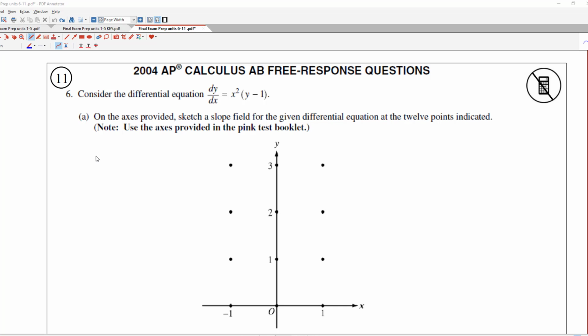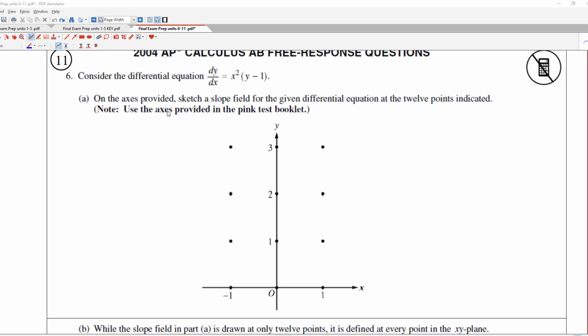Yep, we have a differential equation, which means we're probably going to have a slope field. We do, and probably going to do some finding particular solutions, I'm guessing. It's been a while since I've seen this problem. So part A, go ahead and sketch the slope field for all of those 12 points.